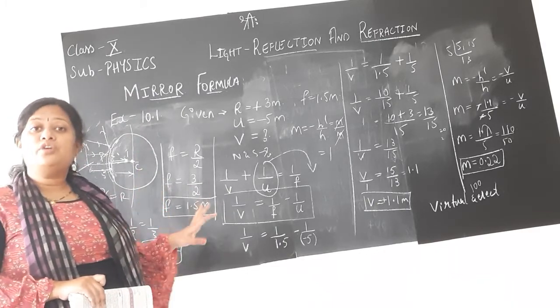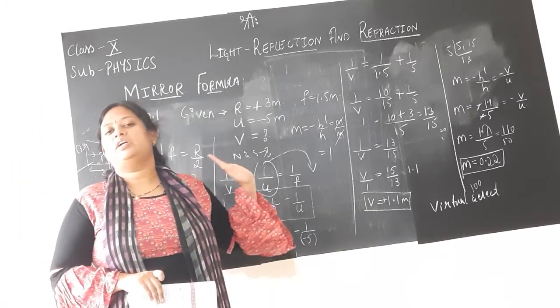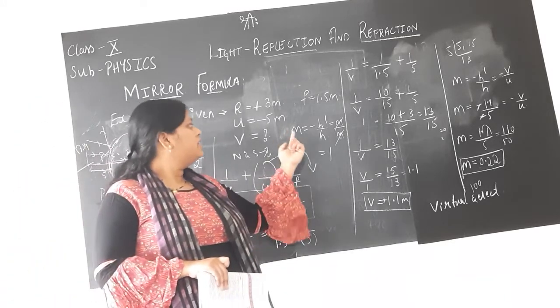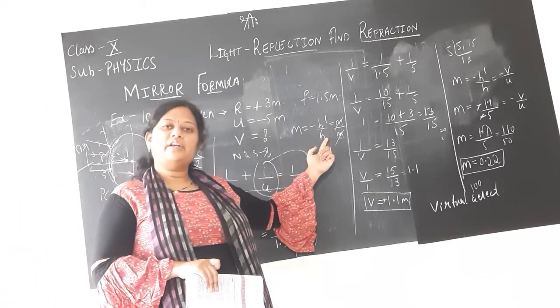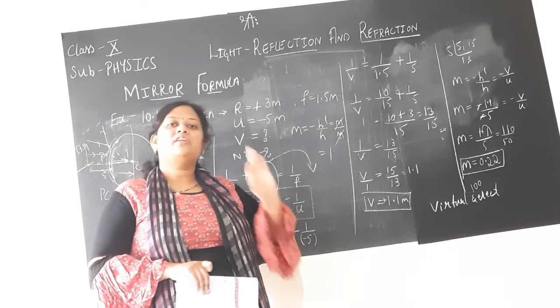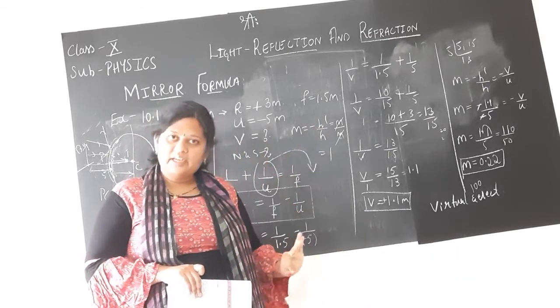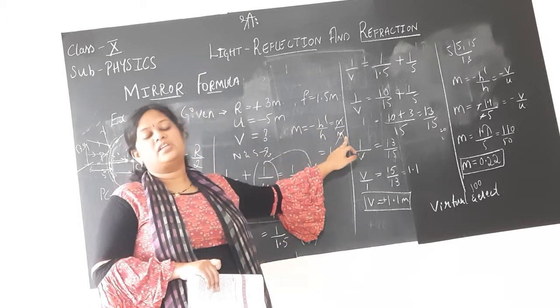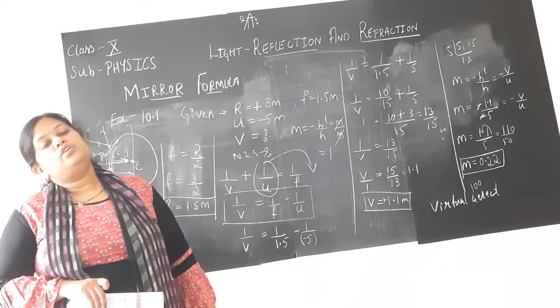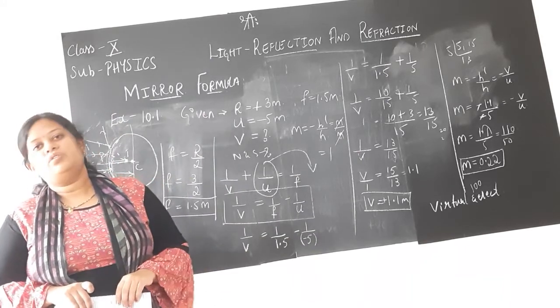When you find that magnification has no unit, you should not immediately accept it, you should question why. It is because magnification is the ratio of the height of the image to the height of the object. Both in numerator and denominator we have the same physical quantity, height, whose SI unit is m, that is meter, children. So meter and meter get cancelled and obviously it has no unit. So magnification has no unit.